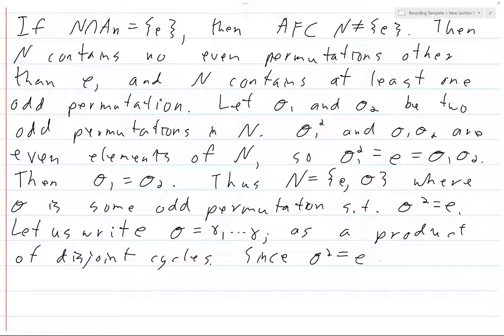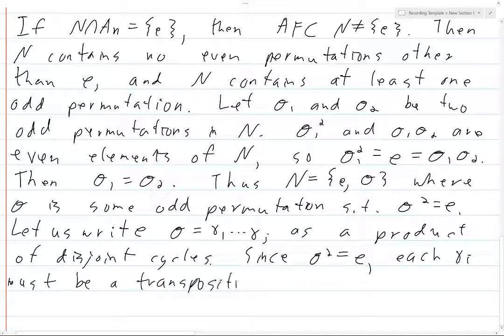So if we have sigma as a product of disjoint cycles, and sigma squared is equal to E, then if you think about it, if any one of these disjoint cycles had more than 2 elements, then applying it twice would not get you back to where you started. And so it wouldn't be the identity action. And therefore, since sigma squared equals E, each gamma i must be a transposition.